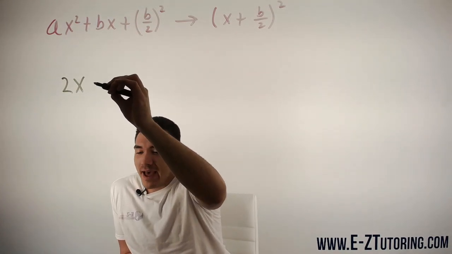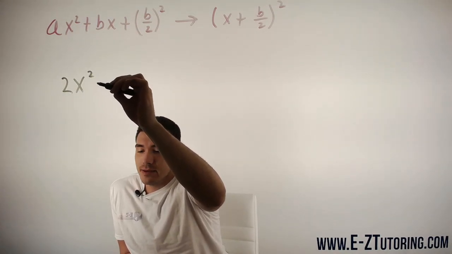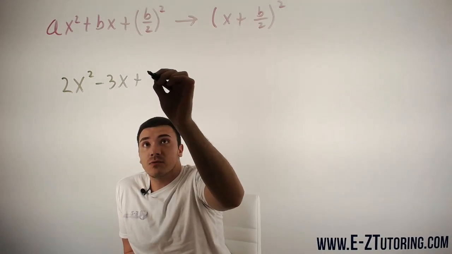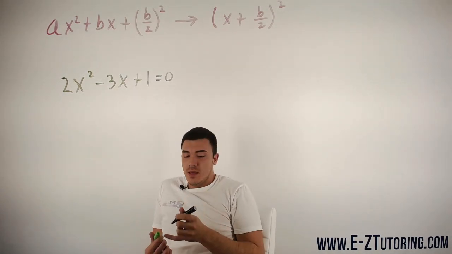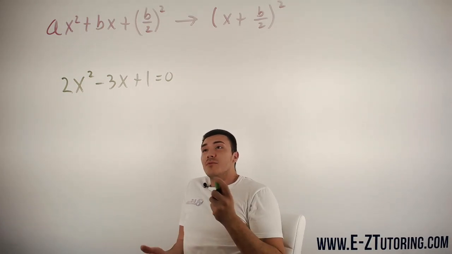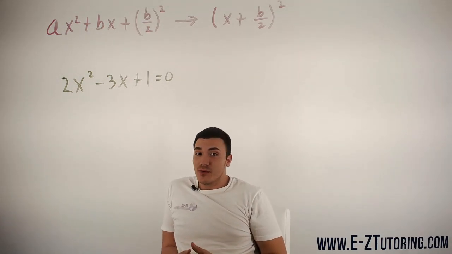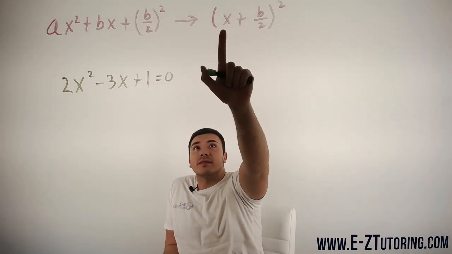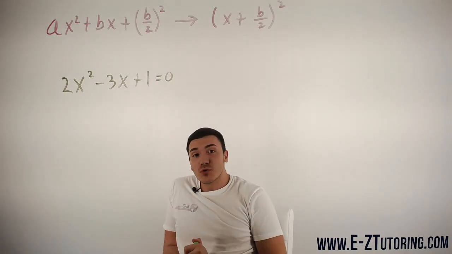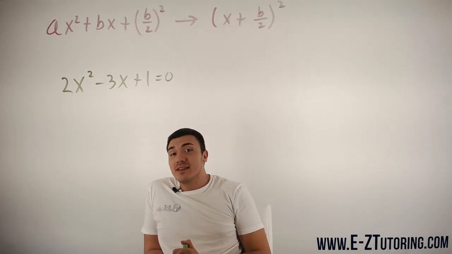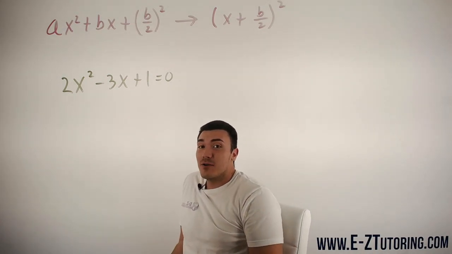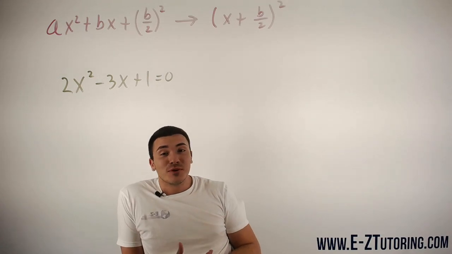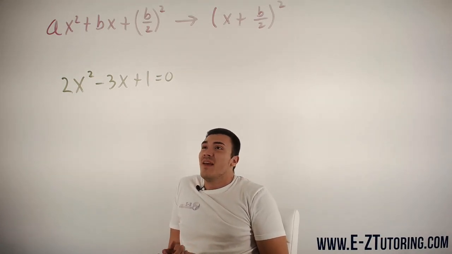So suppose we have over here 2x squared minus 3x plus 1 equals 0. Now, you can't really complete the square when your a value is greater than 1 because it doesn't follow this format. It doesn't go to x plus b over 2 squared. So what we need to do is make the a value 1. So I will show you how to do that.